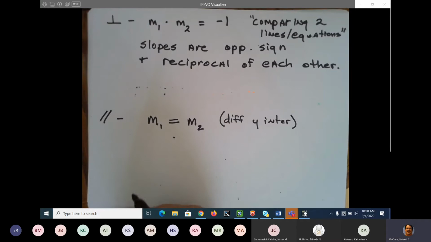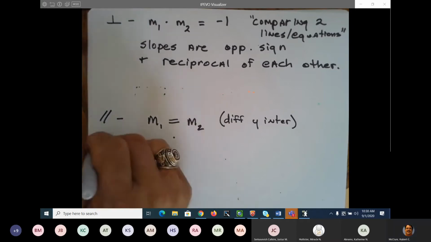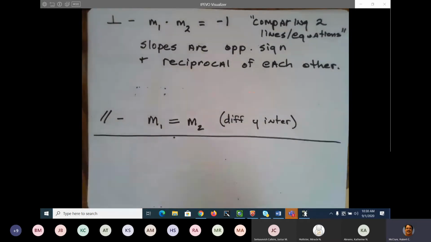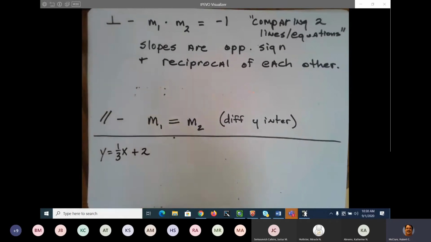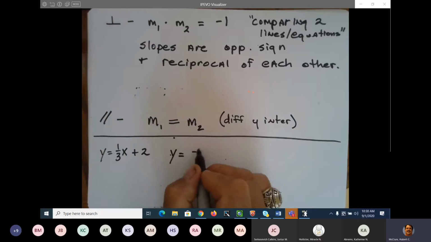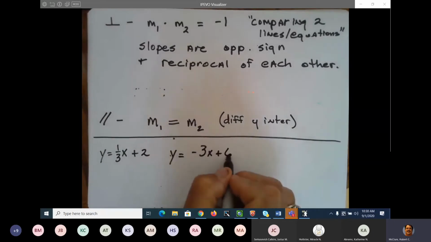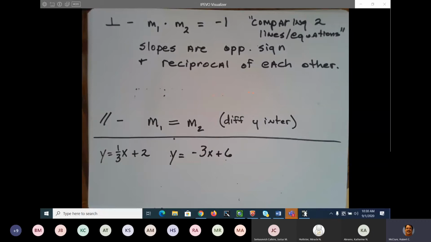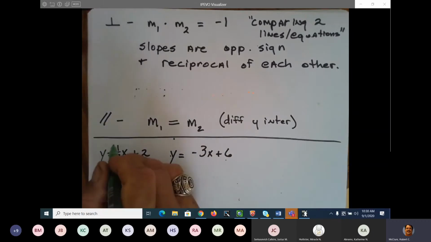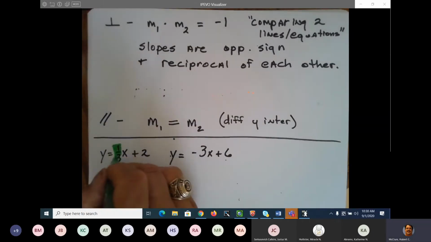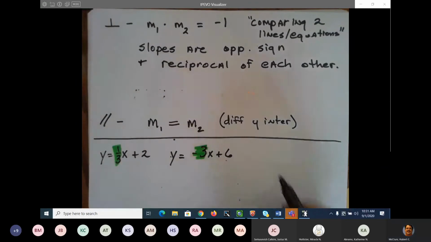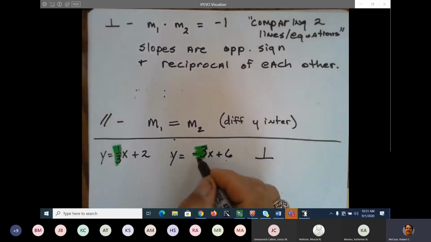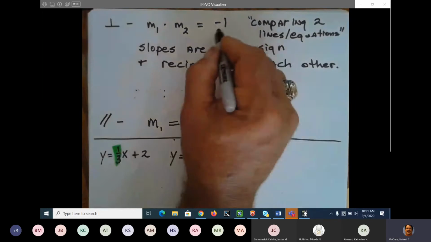So a couple of examples. If I gave you y is equal to 1/3 x plus 2, and y is equal to -3 x plus 6. Well, you would know from there, by looking at the two slopes, 1/3 and -3, that these two lines are perpendicular. Because what's -3 times 1/3? -1.